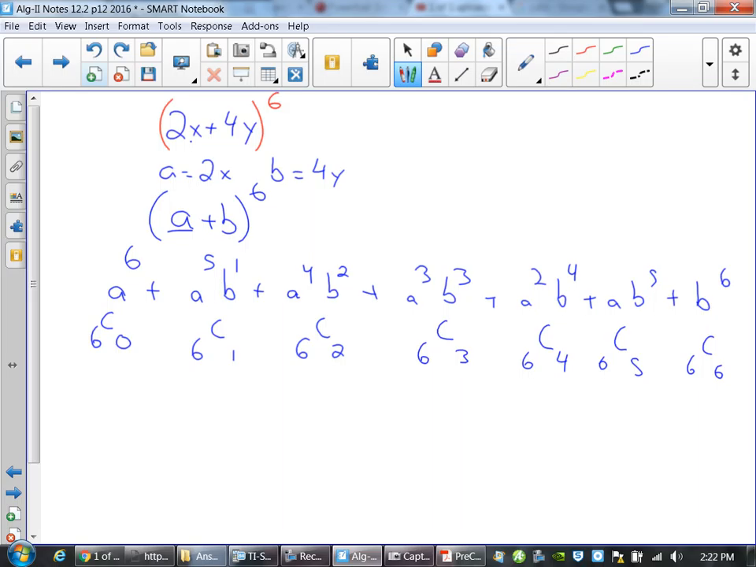That 6 choose 0, well, our b value in the first term of the sequence is b to the 0 power. 6 choose 1, the second one's b to the first power. Then b squared, b third, b fourth, and so on. That matchup always happens. Okay? It always happens.